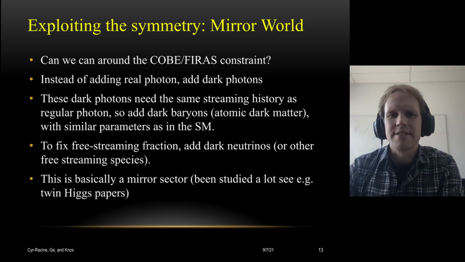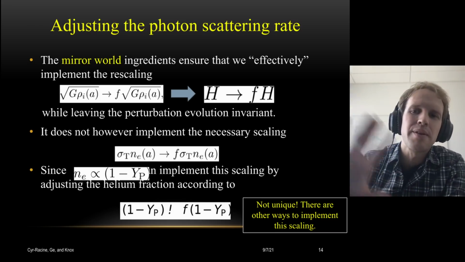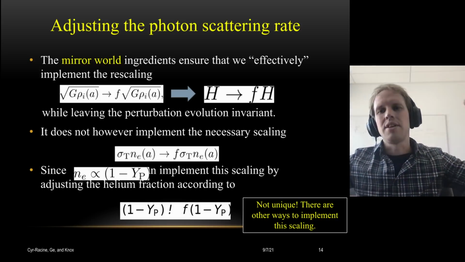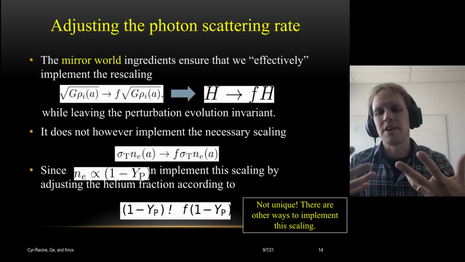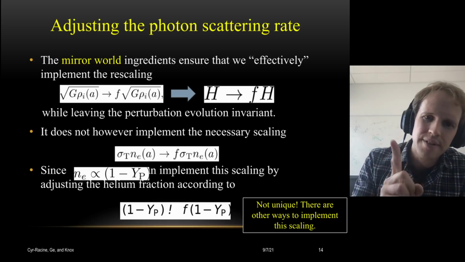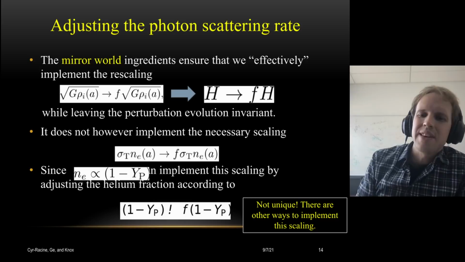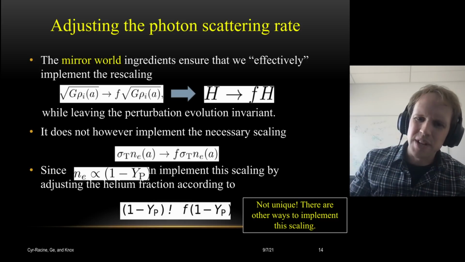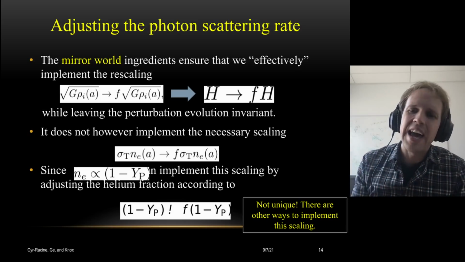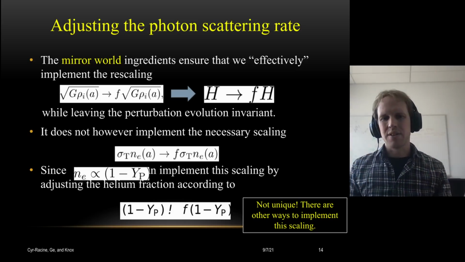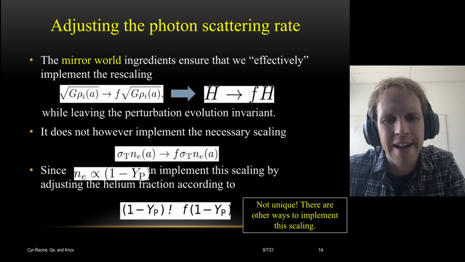So yes. All right. All these mirror sector ingredients allow you to get the fluctuations and the gravitational potential evolution more or less unchanged through the universe, so you get a successful CMB. However, it doesn't rescale the photon mean free path. In this dark sector, I haven't done anything to the regular photon. So I do need a way to also rescale the very important length scale, which is this photon scattering rate, or this mean free path.